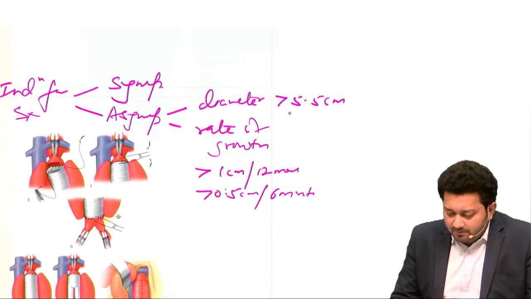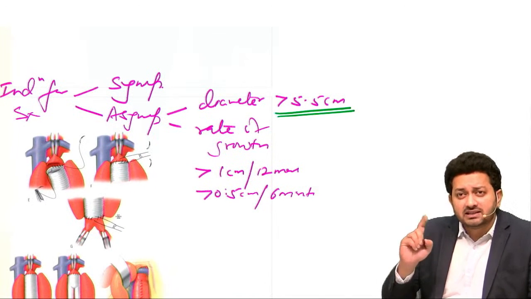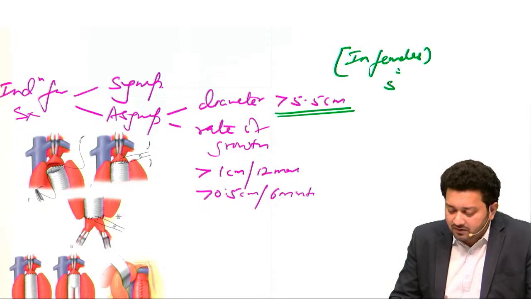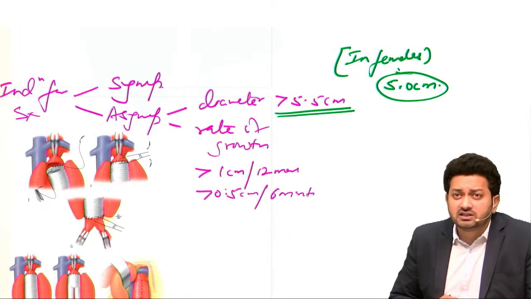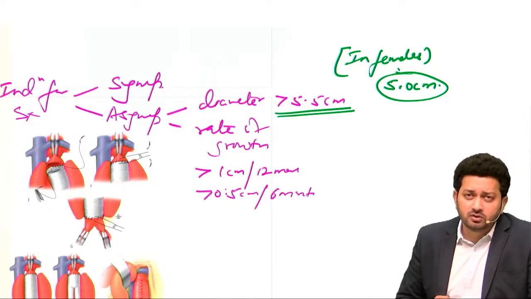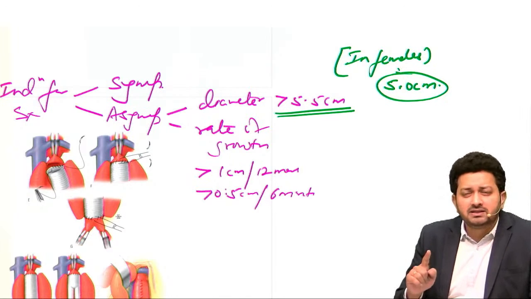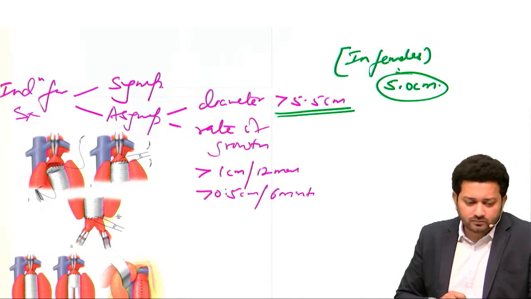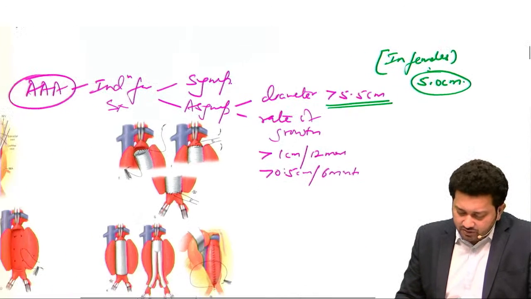This diameter of more than 5.5 centimeters is for males. Suppose in the question they ask in females what is the cutoff size, it will be 5 centimeters, because the chance of rupture is more in females as compared to males. Although the aneurysm incidence is more in males, the risk of rupture is more in females. Okay, so this I'm sure you know.